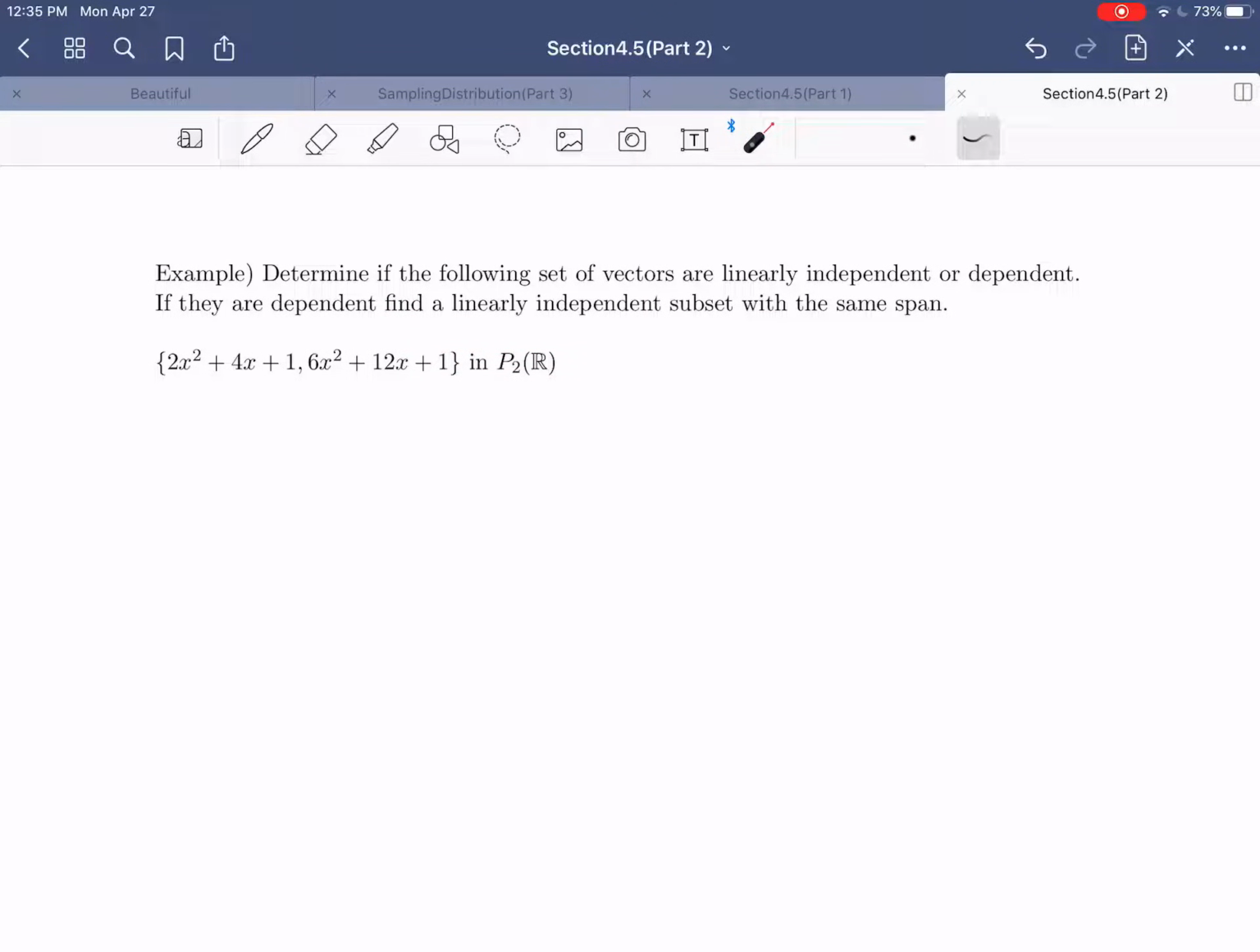So our two vectors are both in P2 of R, the set of polynomials of degree 2 or less. The two vectors here are 2x squared plus 4x plus 1 and 6x squared plus 12x plus 1. And we want to know if those are linearly independent or dependent.